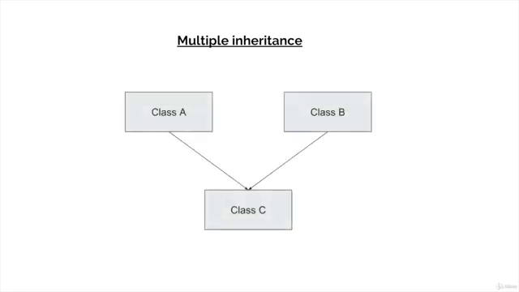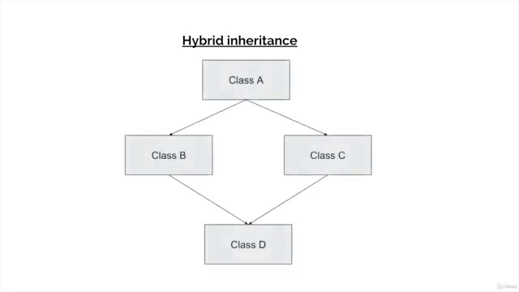The next one is multiple inheritance. Multiple inheritance looks something like this. Class A is extended by class C, and class B is also extended by class C. So class C inherits two classes. This type of inheritance is not supported in Java, but we'll be discussing this in our later lectures.